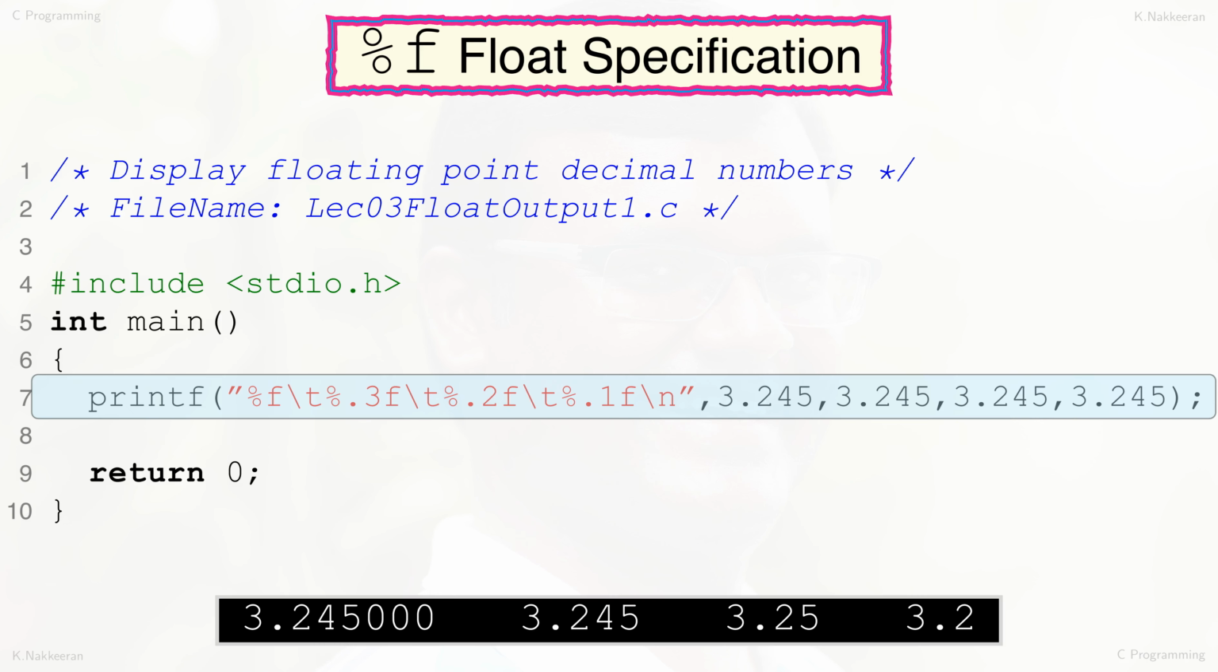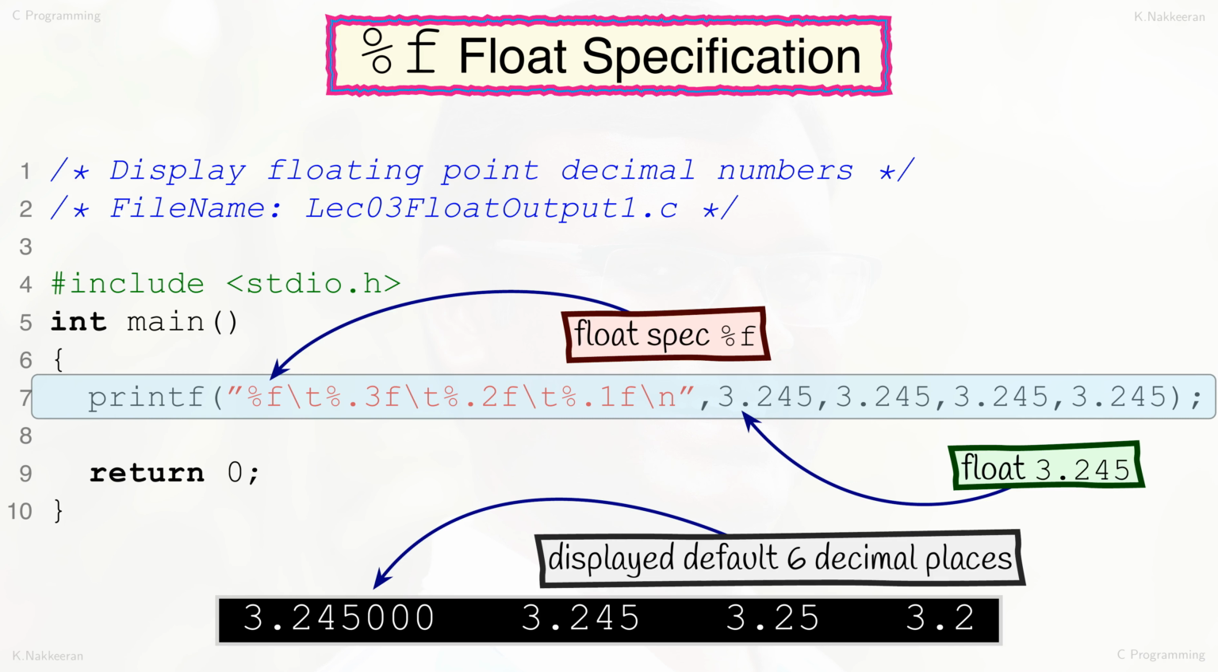%f specification is available for floating point decimal numbers. In the C program, printf statement has 4 %f float specifications. That takes 4 float numbers to be displayed separated by \t tab space specification. %f specification by default displays 6 decimal places. The float number provided for %f specification is 3.245, which has only 3 decimal places numbers. So, in the output 3 zeros are displayed to fill the %f specification, default display of 6 decimal places.